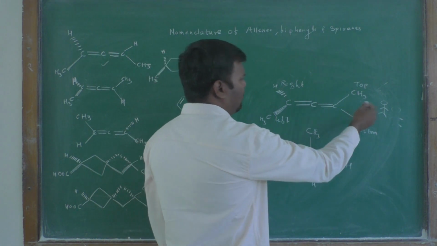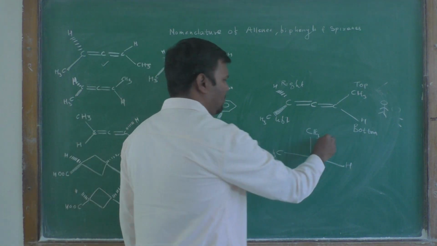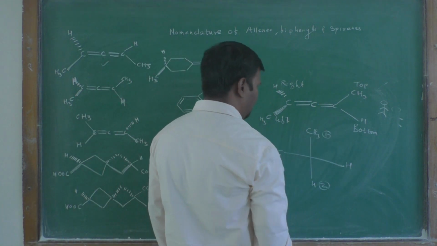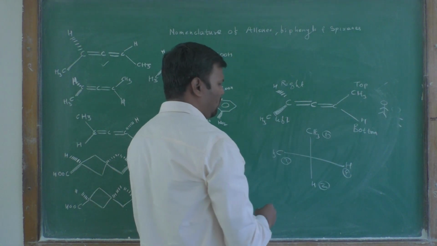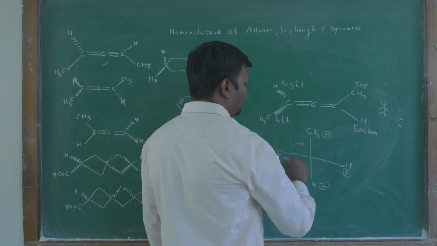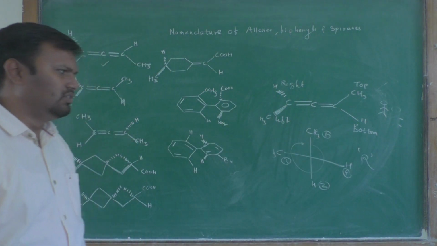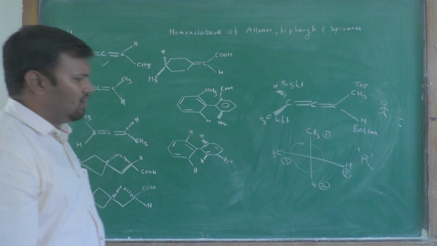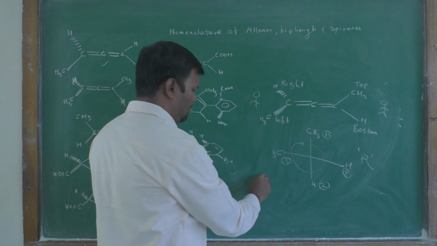Since you are looking from this side, you have to give the priority to these two groups first, then third and fourth, then rotate 1, 2, 3, 1, 2, 3. For this, the R configuration is there. Let us see this molecule from the other side. You observe that.